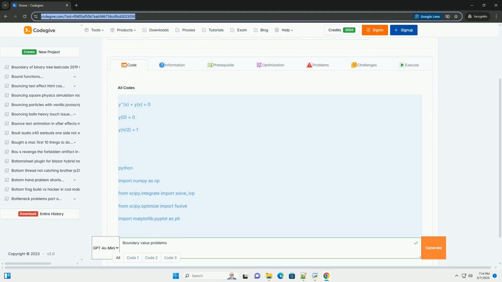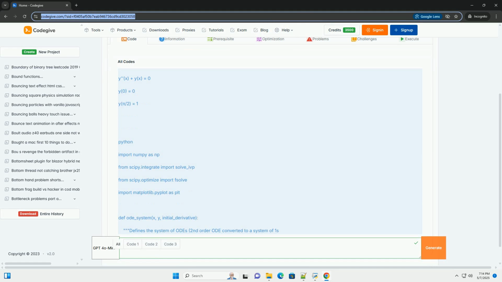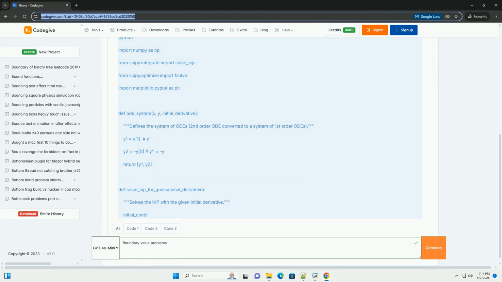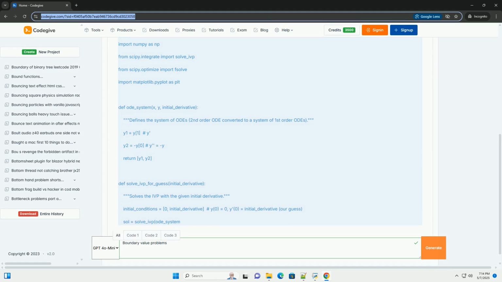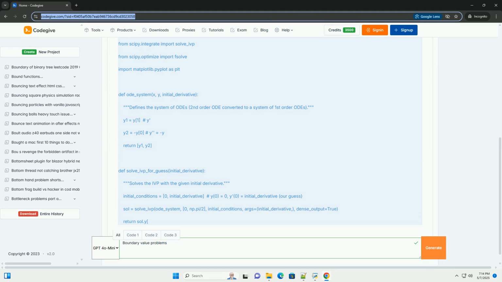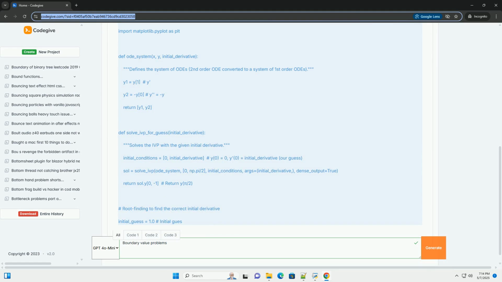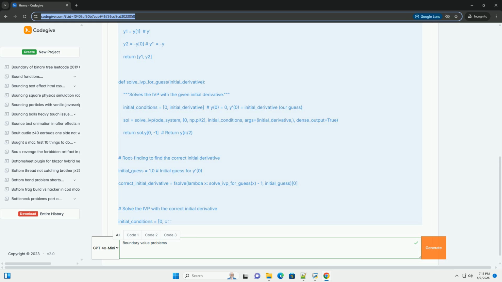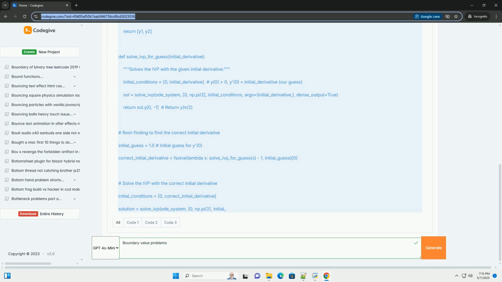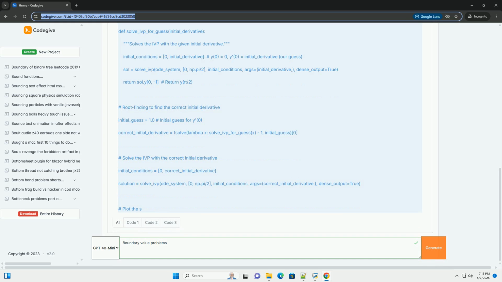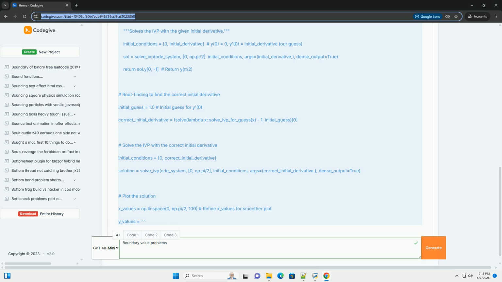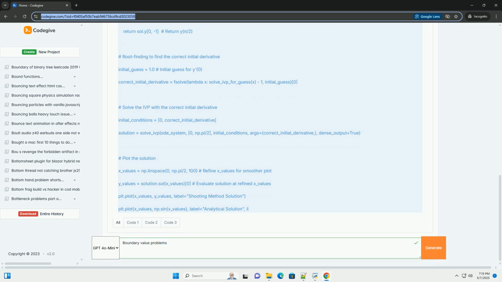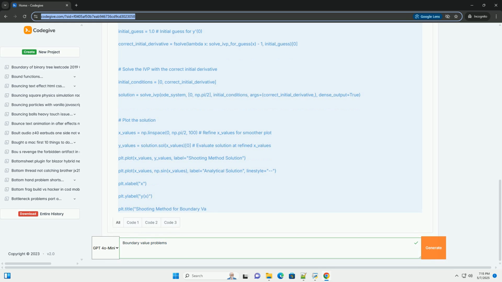OK, let's dive into boundary value problems, BVPs, with a detailed explanation and code examples, primarily focusing on Python. What are boundary value problems, BVPs? In the realm of differential equations, we encounter two primary types of problems. One, initial value problems, IVPs. These problems specify the state of the system at a single point in time, usually the initial time, t equals 0, and seek to determine the system's behavior forward in time.